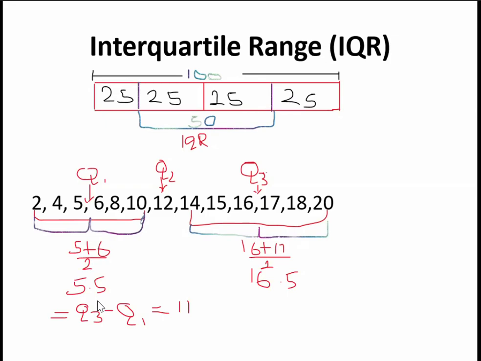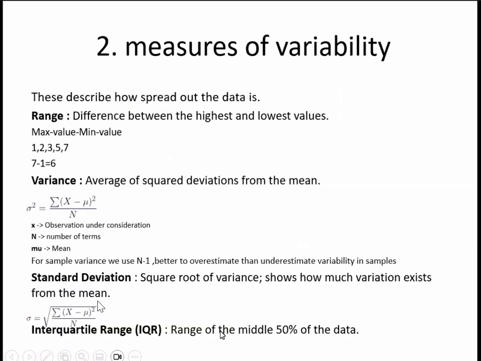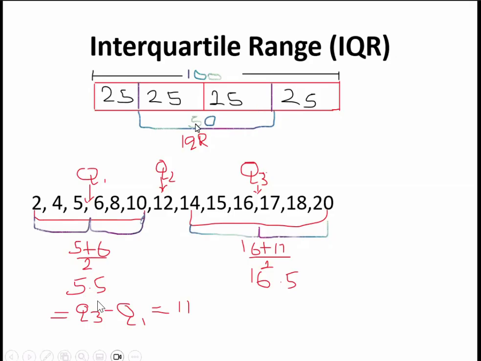I think we know that 100 divided by 4, which is the quarter, gives us 25. So that's why I'm having 4 25s. Now, when we get the middle 25s, we get the 50. And that is what we call the interquartile range. The difference between this and this is what we call the interquartile range. In the definition, they said the range of the middle 50% of your data. So that's what I tried to illustrate here.